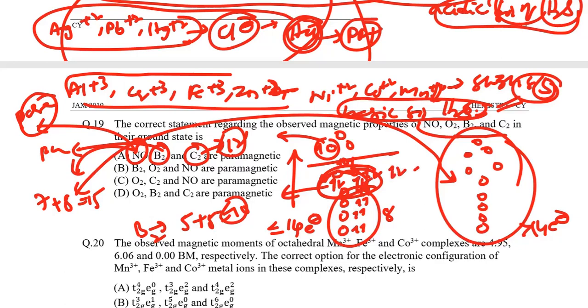So you can see paired electrons, all paired electrons can be seen for that C2. So C2 must be diamagnetic in nature, right. Now just check the options.